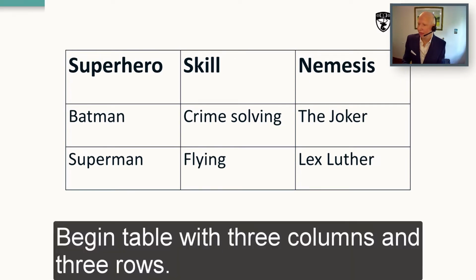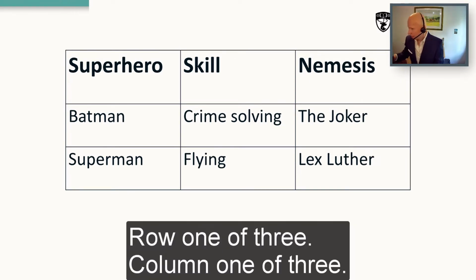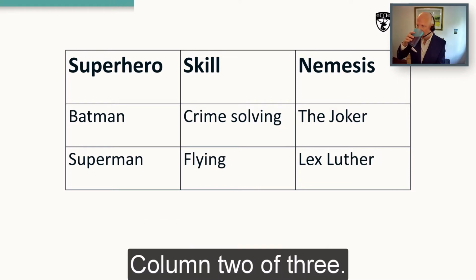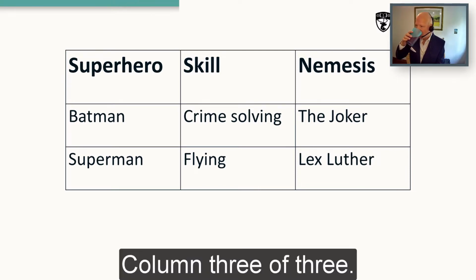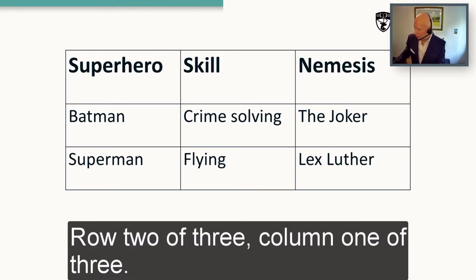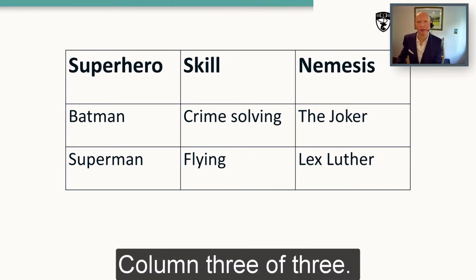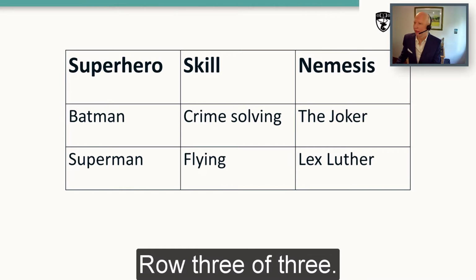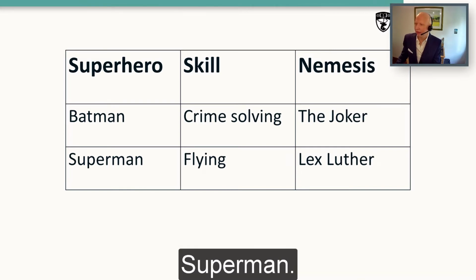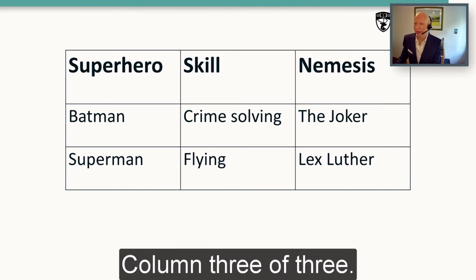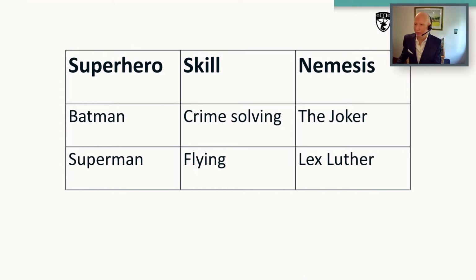Begin table with 3 columns and 3 rows. Row 1 of 3, column 1 of 3, superhero, column 2 of 3, skill, column 3 of 3, nemesis, row 2 of 3, column 1 of 3, Batman, column 2 of 3, crime solving, column 3 of 3, the Joker, row 3 of 3, column 1 of 3, Superman, column 2 of 3, flying, column 3 of 3, Lex Luthor.